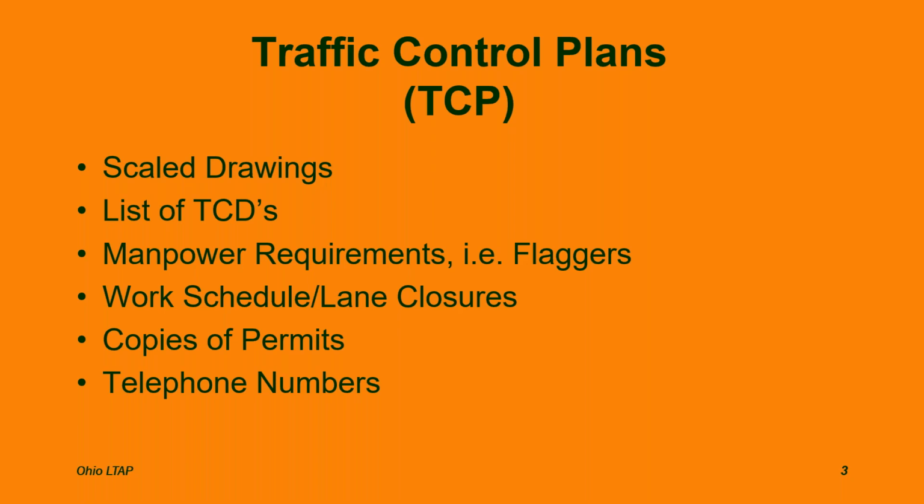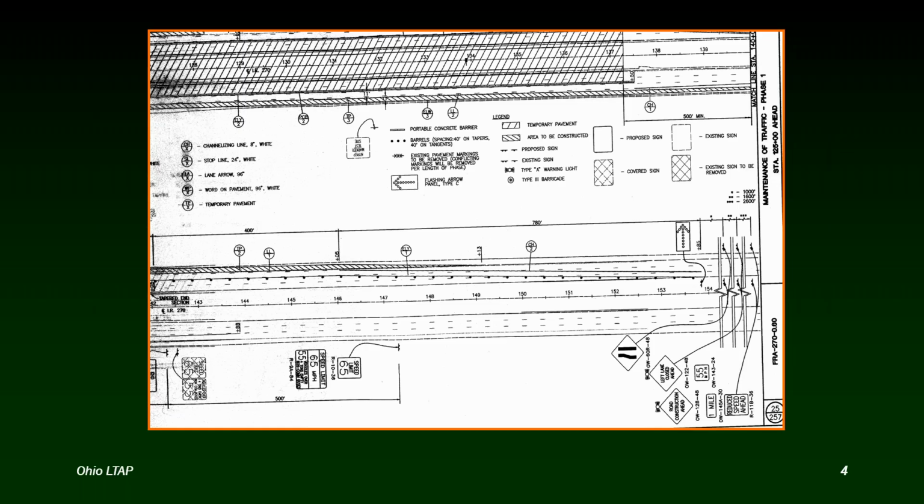And you might have copies of the different permits, especially like utility work has to have certain permits to be worked on, and also telephone numbers like OOPS and the different contact numbers for the people that are basically in charge of the project. Maybe if it's a city street, you're going to have the phone numbers for the city engineer and the different engineers that are tied to that project.